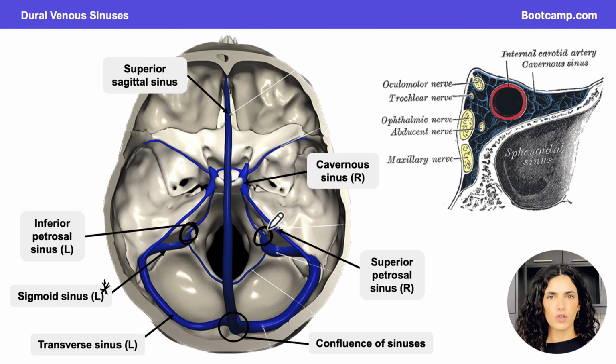And both of these sinuses, the superior and the inferior sagittal sinus, are going to be running within the falx cerebri. So the falx cerebri are essentially the dural folds, or the extensions of the dura mater, that will eventually separate the left and the right hemispheres.